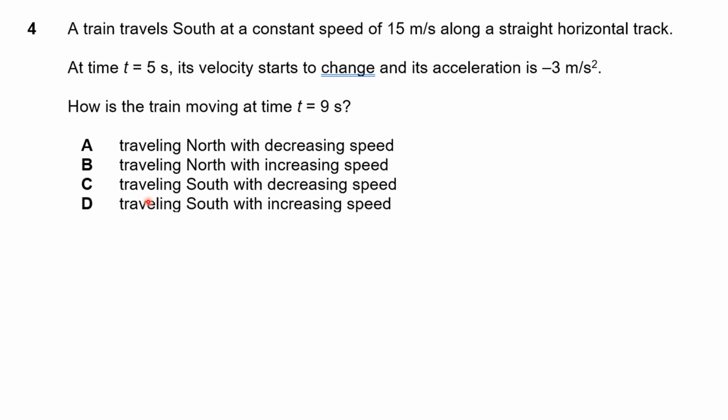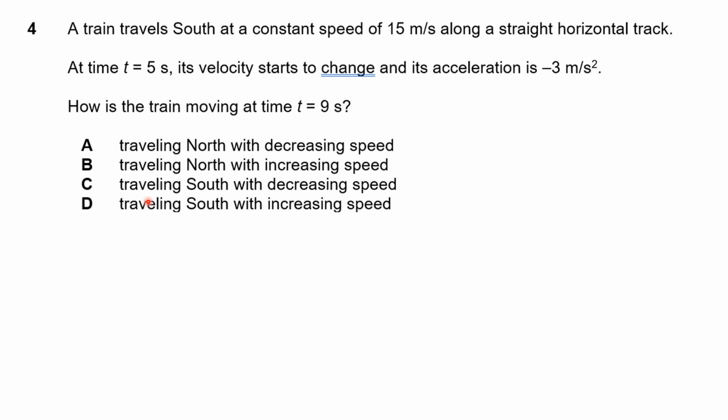Question 4. A train travels south at a constant speed of 15 meters per second along a straight horizontal track. At time t equals to 5 seconds, its velocity starts to change and has an acceleration of negative 3 meters per second squared. They want to know what the train's movement is at t equals to 9 seconds. From 5 seconds to 9 seconds, that is 4 seconds.